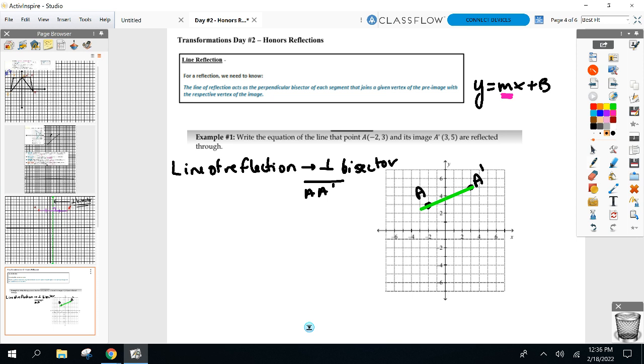Jonah? We could use like rise over run, and then it'd be the negative inverse of AA prime. You guys remember, if two lines are perpendicular, their slopes are negative reciprocals. Remember that? Yes? Remember that part? Their slopes are negative reciprocals. So if I want to find the slope of the line of reflection, I got to find the slope of the segment first. So let's do that. What is the slope of AA prime?